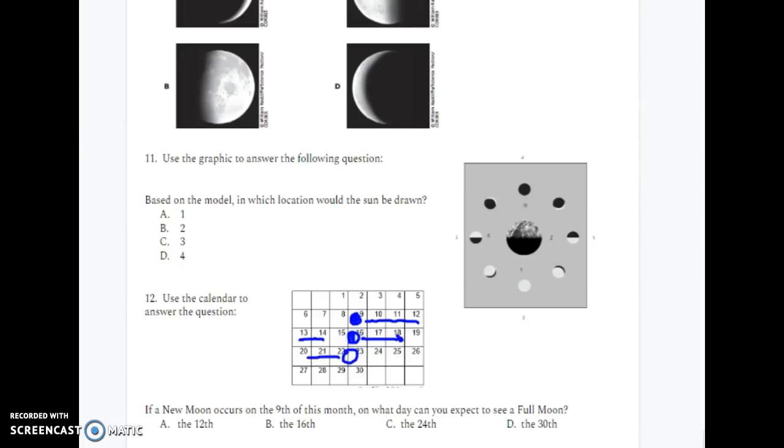So the 12th is not even close. That's going to be your waxing crescent. The 16th will probably be your first quarter. The 24th, that's pretty close to where your full moon is going to be. And then, of course, the 30th, that's definitely too far out. So C is your correct answer.